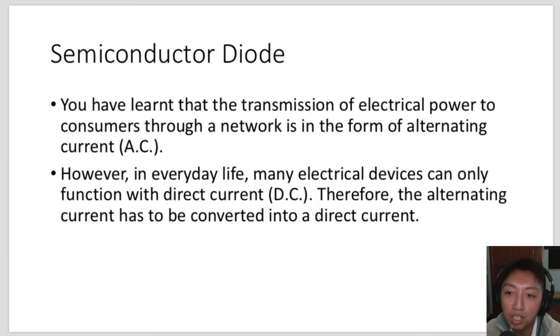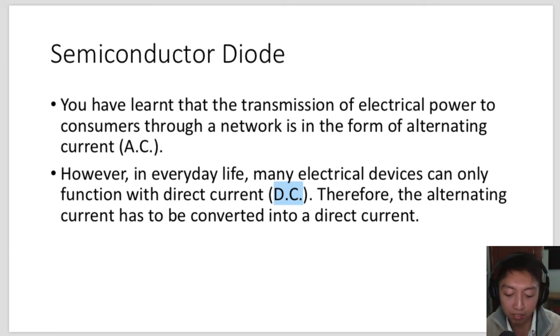So you have learned that transmission of electrical power to consumers through a network is in the form of alternating current. So we learned before that those big cables that are sending electricity to houses all over the place, those big cable wires that you see, are using alternating current, where the direction of the current actually alternates. However, in everyday life, many electrical devices can only function with direct current, meaning current that flows in one direction.